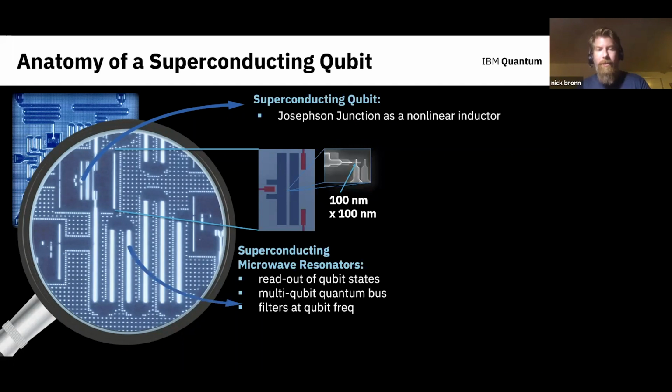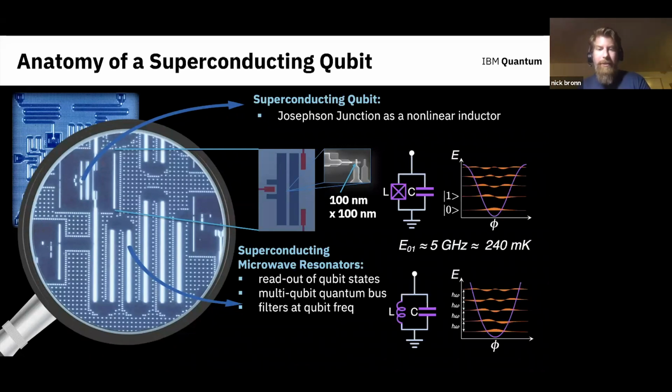We use these as filters for the qubits because they're impedance mismatched to the qubit frequency. So they can act as filters. And we also use them for readout because we can hybridize the qubit states and perform measurements based on that. But basically, these microwave resonators are like linear LC circuits, and just like you know from either your circuits class or your quantum mechanics class, a simple harmonic oscillator is going to have evenly spaced levels.